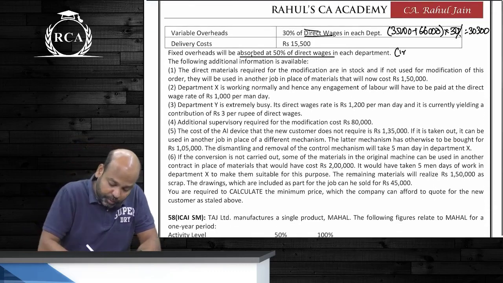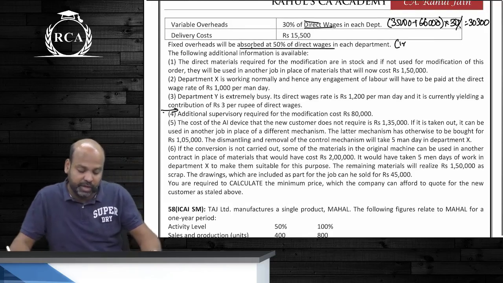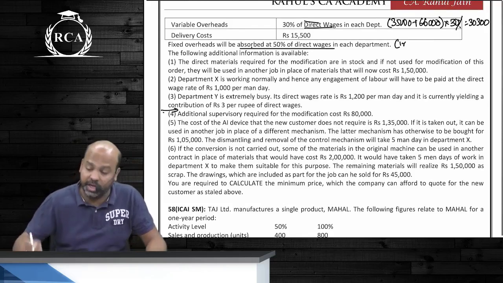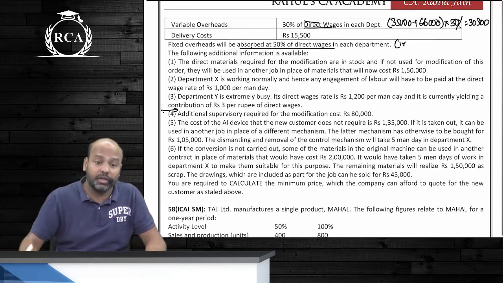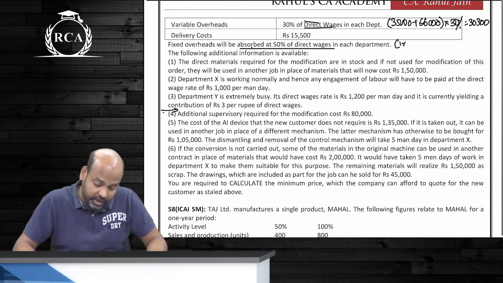Now we come to the fourth point. Third point is done, right? Additional supervisory cost required for the modification is 80,000. Incremental cost, fixed cost. Will that be relevant for decision making? Yes.